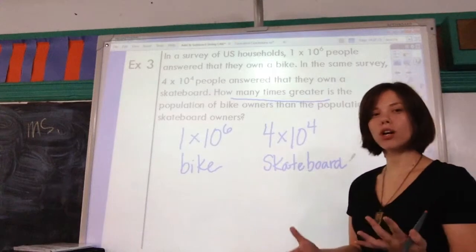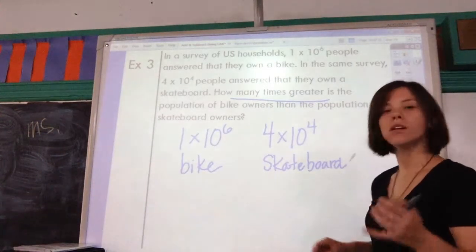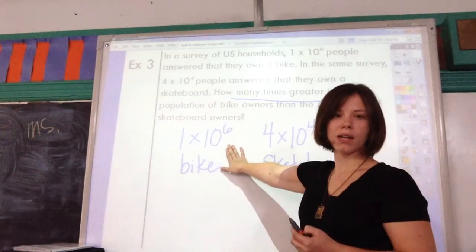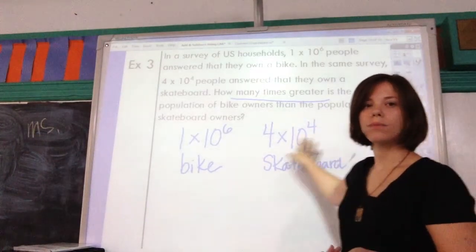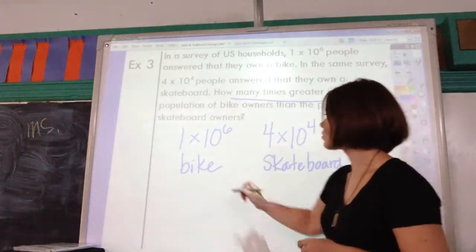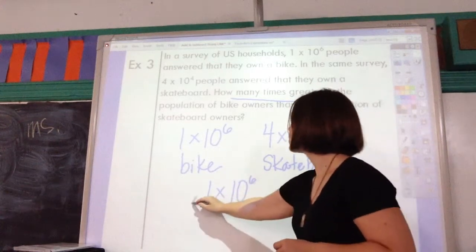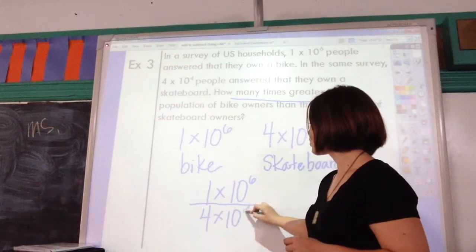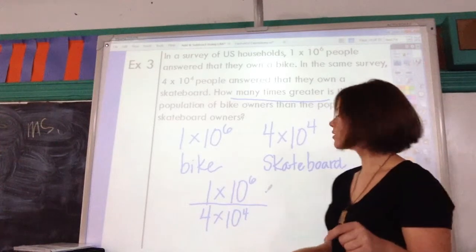If you weren't sure which one was the greater number, which one you're breaking up into smaller pieces, look at your exponents first. In 1 times 10 to the 6th, my exponent is a 6. Here, my exponent is a 4. This is my greater number, so it goes on top. 1 times 10 to the 6th divided by 4 times 10 to the 4th. Let's work this one out, then you're going to practice.